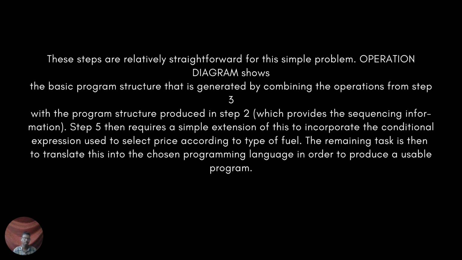So for these steps, we have described some operations and diagrams, the operations from step 4, and from step 1 we have discussed the input and output diagrams. So the remaining task is then to translate this into the Clojure programming language in order to produce a executable program. So this is the end of the JSP.